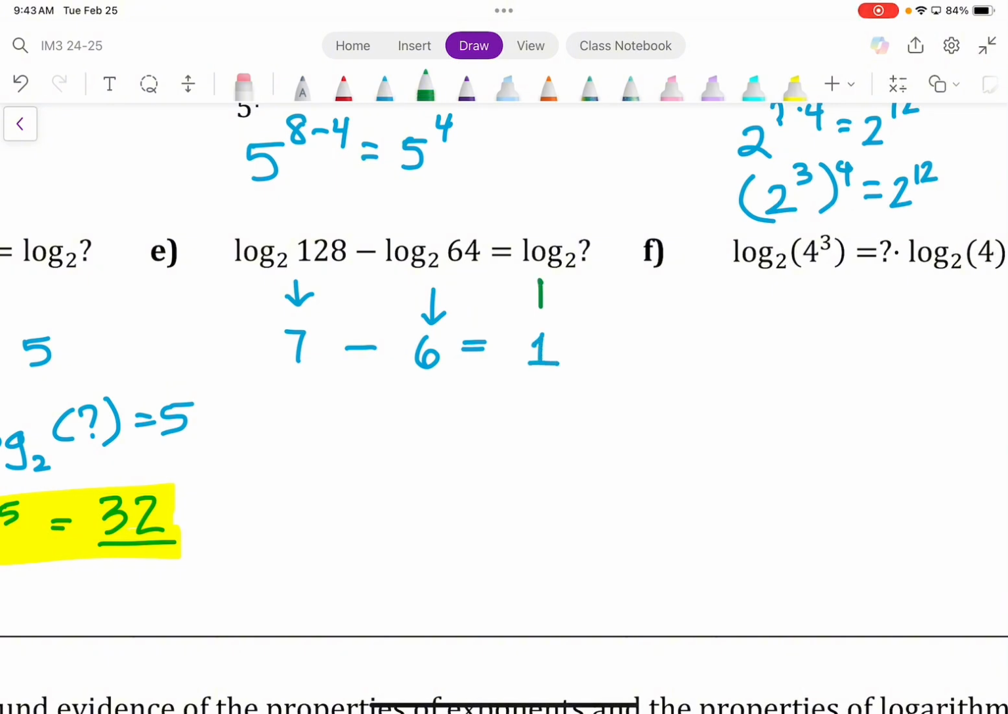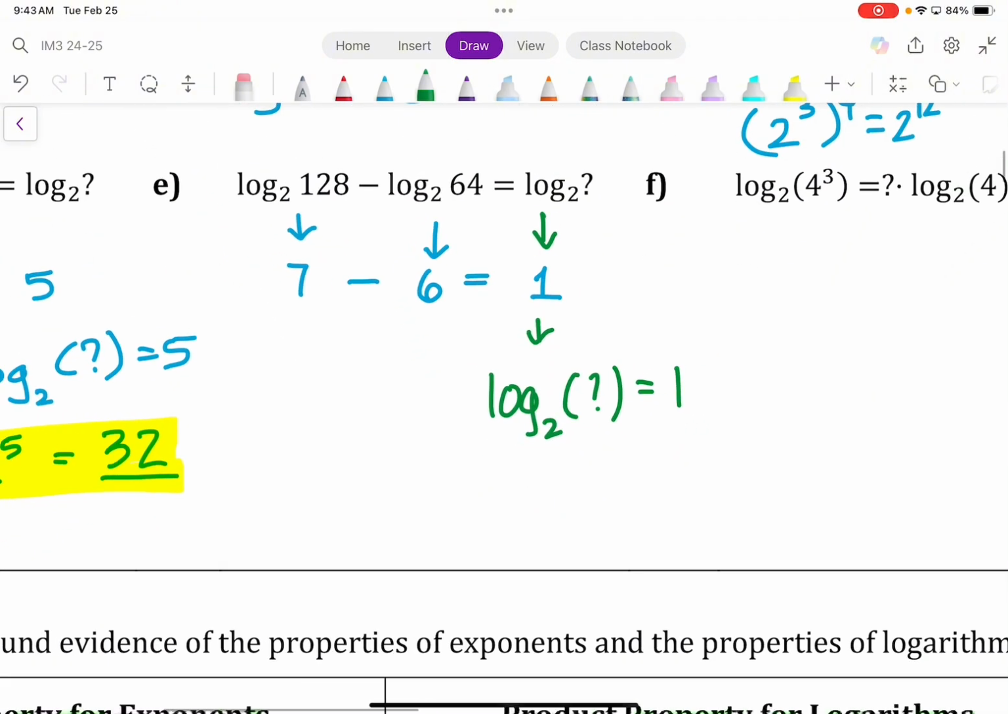So we're saying, okay, log base 2 of something equals 1. Now, when you rewrite it like this, log base 2 of something equals 1 means 2 to the 1 gives you that missing value. So what is 2 to the first power? 2. Yeah, so the question mark is actually a 2.